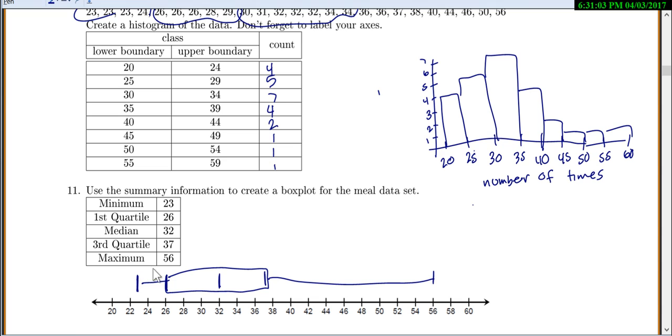So your box plot always has your minimum, and then your first to third quartile is your box with the median in the middle, and your maximum is your last whisker.